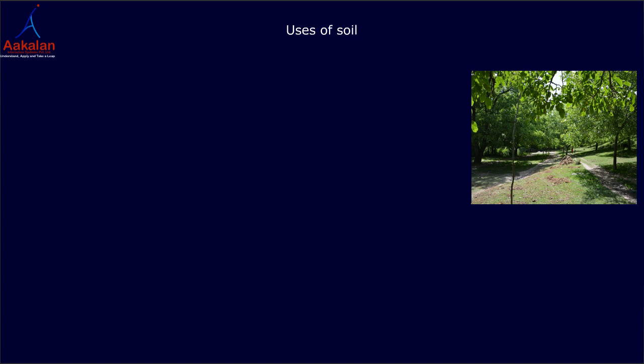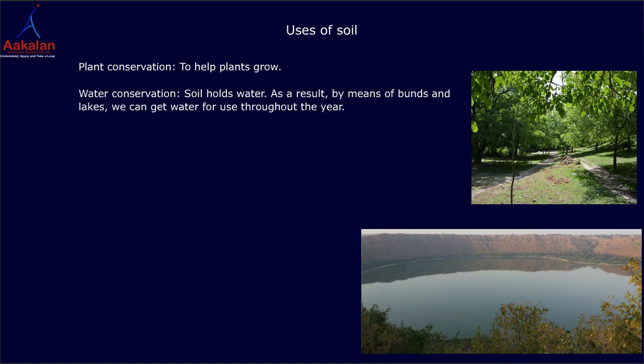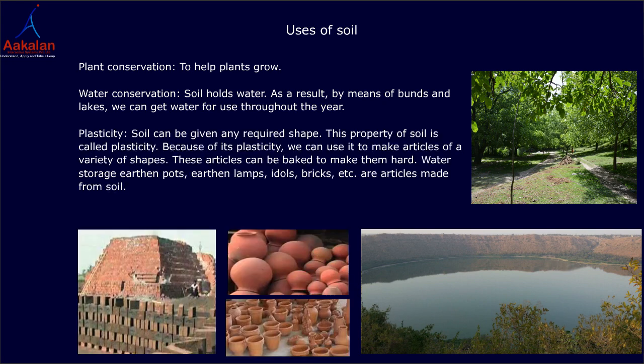Uses of soil. Plant conservation. To help plants grow. Water conservation. Soil holds water. As a result, by means of bunds and lakes, we can get water for use throughout the year. Plasticity. Soil can be given any required shape. This property of soil is called plasticity. Because of its plasticity, we can use it to make articles of a variety of shapes.